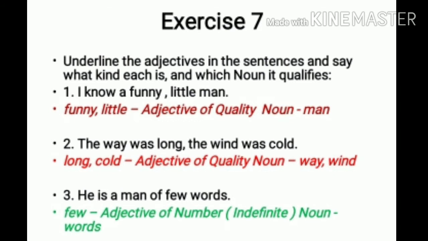Second one, the way was long, the wind was cold. So your nouns are way and wind. What kind of way was it? It was long. What kind of wind was it? It was cold. So again, what kind will give you the adjective of quality. So long and cold you underline and they are adjectives of quality.